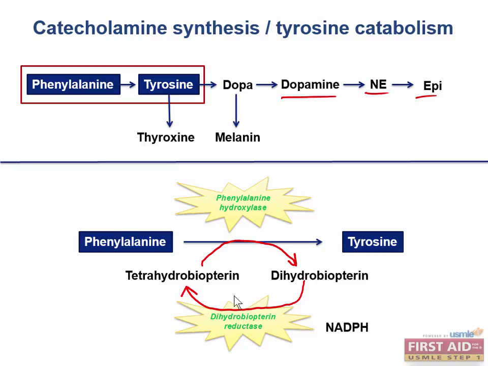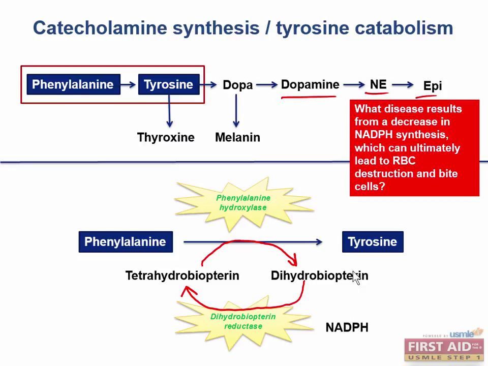Speaking of NADPH, what disease results in a decrease in NADPH synthesis, which can ultimately lead to red blood cell destruction and bite cells? Uh-oh, I said a buzzword, bite cells. This highly tested, high-yield, all-important disease that I'm going to be alluding to is G6PD deficiency, where the enzyme glucose-6-phosphate dehydrogenase is going to be missing or defective, thus leading to your bite cells.